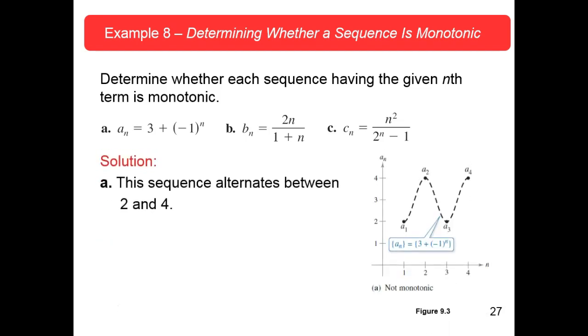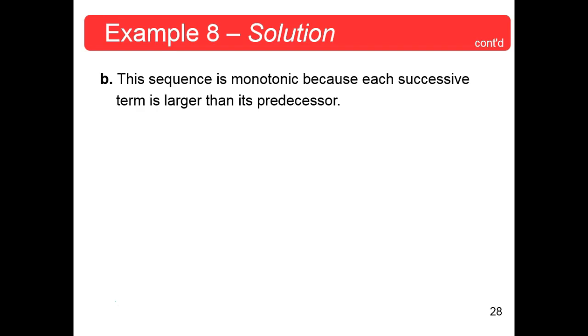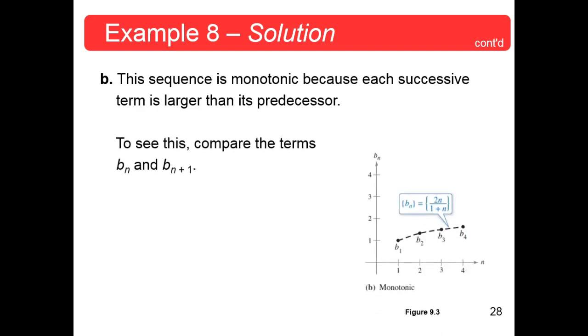And it did it. Okay, the first one, the sequence alternates between 2 and 4, just like we found. Definitely not monotonic. Okay? The second one, the sequence is monotonic because each successive term is larger than its predecessor. And there it goes. And we didn't do them all, but you know, it does look like they are steadily increasing.